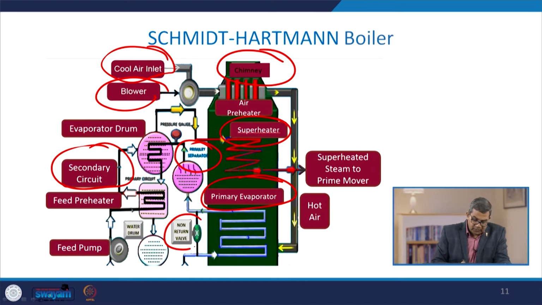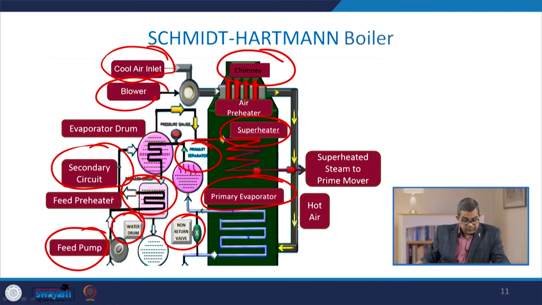Apart from this, we have the NRV, that is the non-return valve, and a water drum and a feed pump to supply a continuous supply of water. To maintain the water at an appropriate temperature, there is this feed preheater, so that any thermal shock can be avoided. Apart from this, there is the circulating hot air and this air preheater. So you see that most of the accessories and mountings of these boilers are attributed to either safety or maximization of energy.